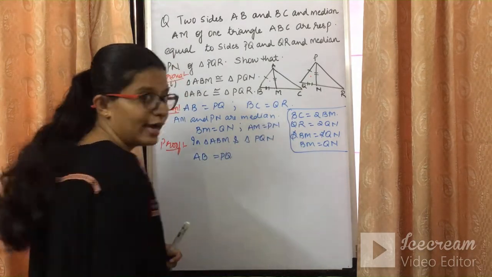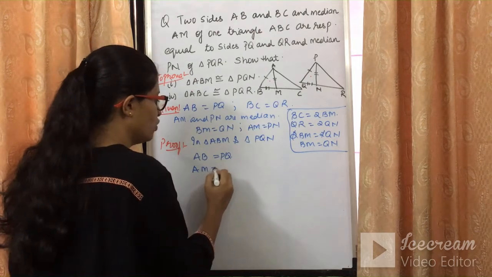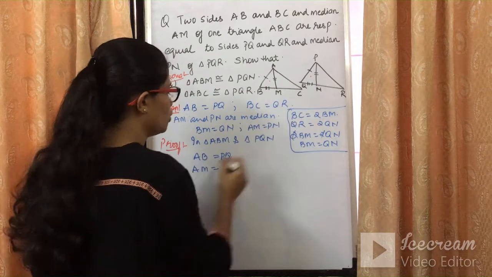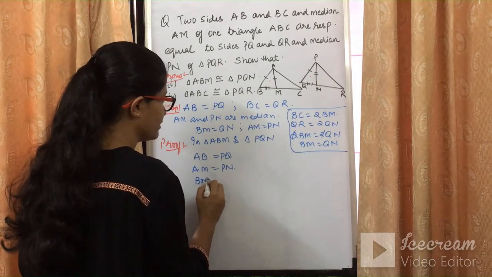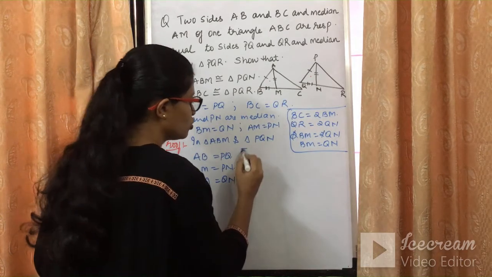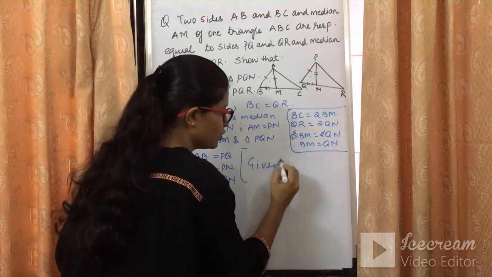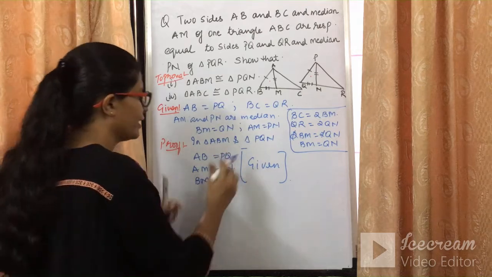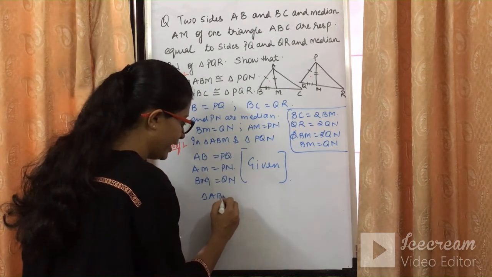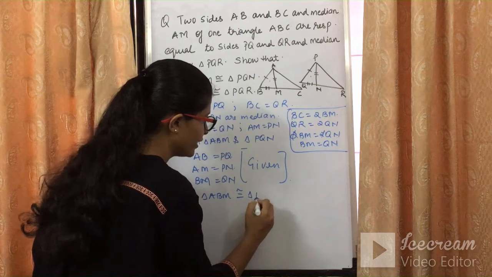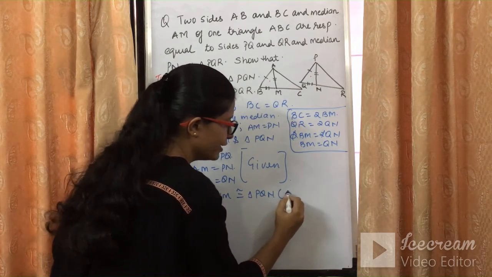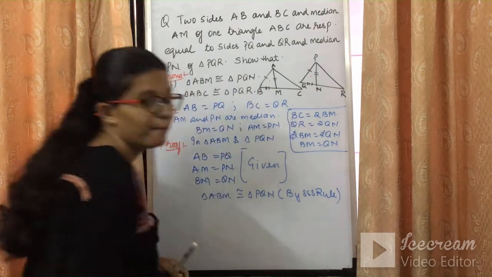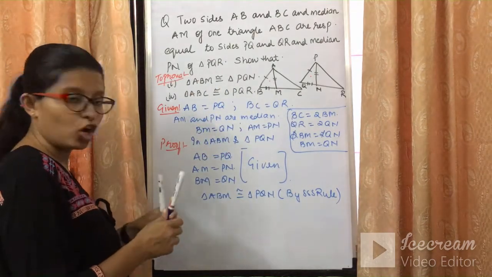ये भी question में दिया हुआ है. So AM is equal to PN. The third thing which is given is BM is equal to QN. So all the three things are given to you. All three sides are given to you. If we have three equal sides of the triangle, then we can say that triangle ABM is congruent to triangle PQN by SSS rule. By SSS rule, they are congruent.